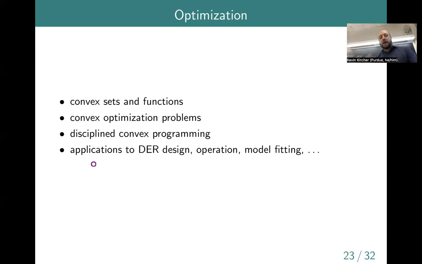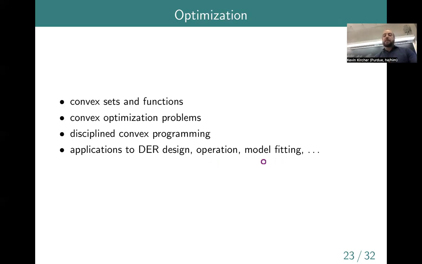And then we will talk about optimization applications to various DER problems, including design. So things like sizing of equipment. How big should a battery be for an electric vehicle? How big should a solar array be for a home? Things of that nature. Also to operation. So if you have some control over a smart thermostat or over when an EV charges or how fast it charges, how do you basically decide how to make those choices?